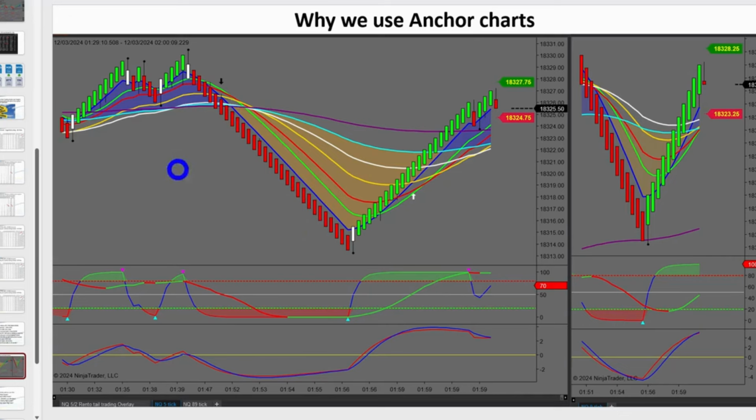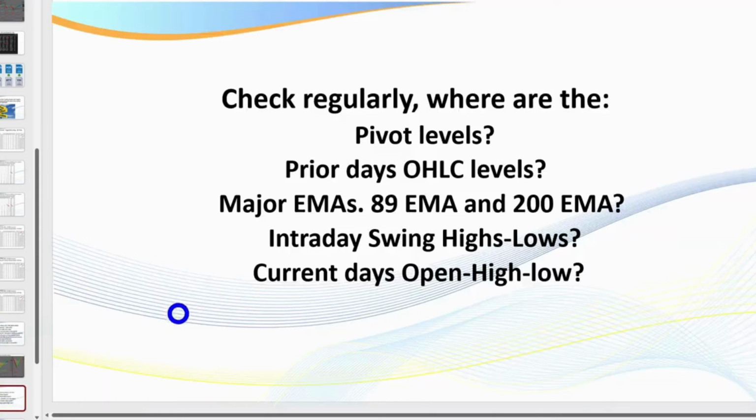So as I get to the charts in one moment, there are some critical things that we need to consider each and every day, and we need to be checking as we trade, because sometimes these levels are just off screen.